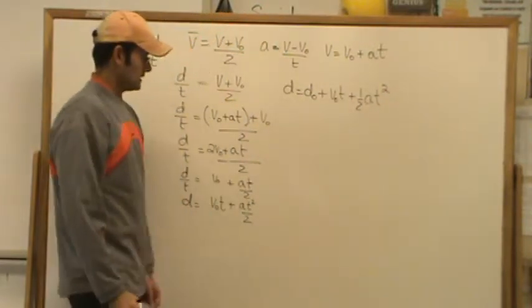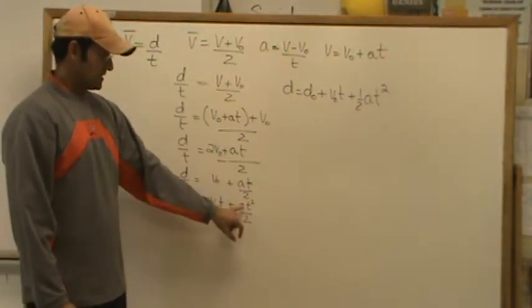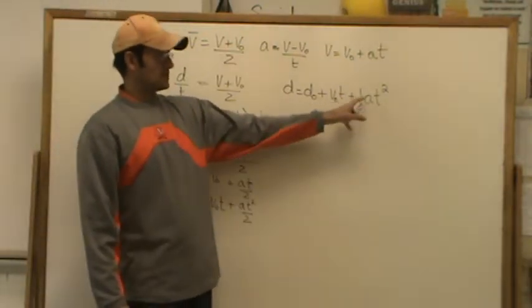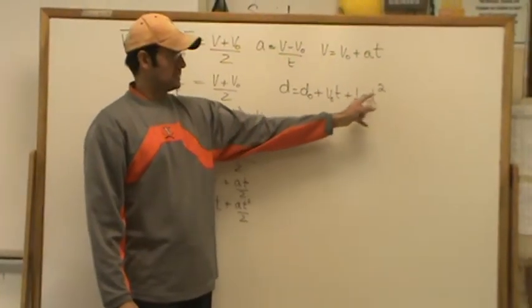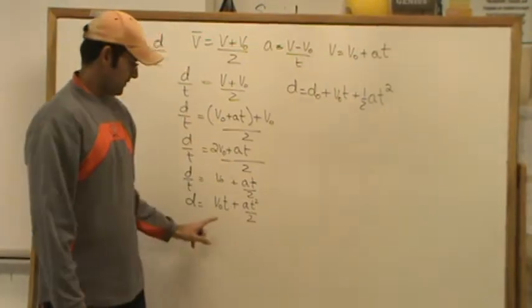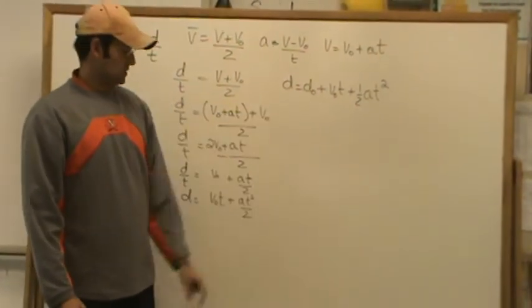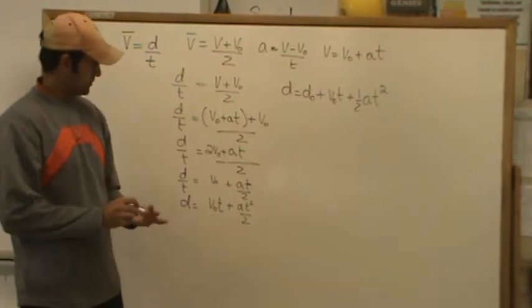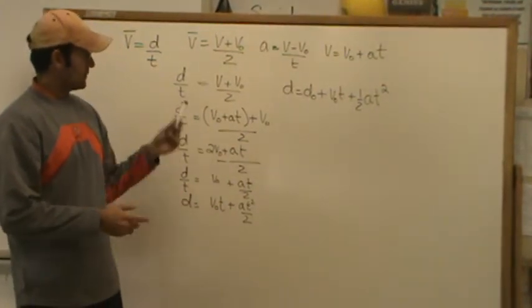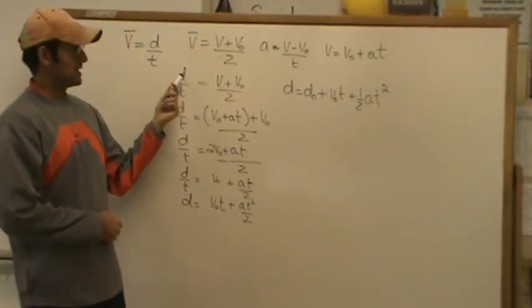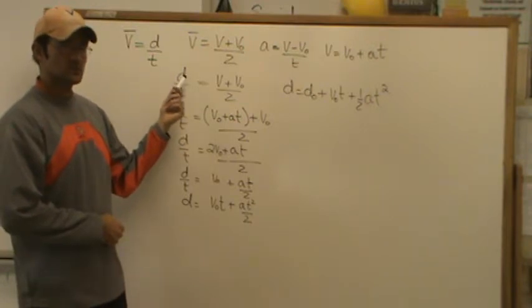See? at squared over 2 is the same thing as 1/2 at squared. Right? At squared over 2. v naught t, v naught t. This also takes into account initial displacement. This one didn't have initial displacement because from the beginning I just wrote down final displacement. I made the assumption that the initial displacement was 0.